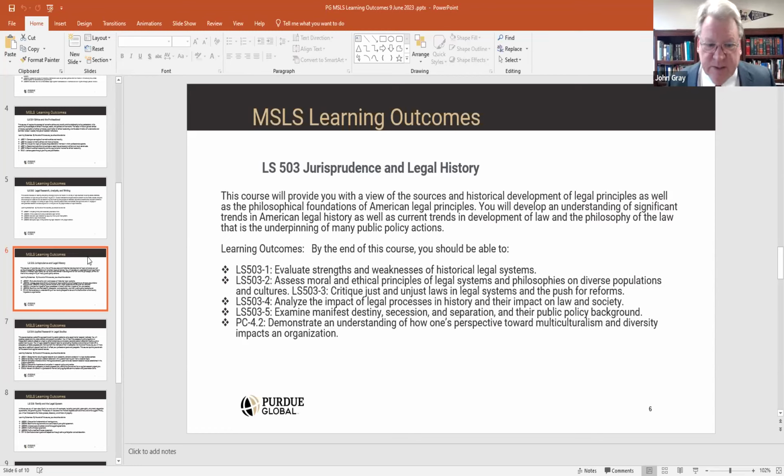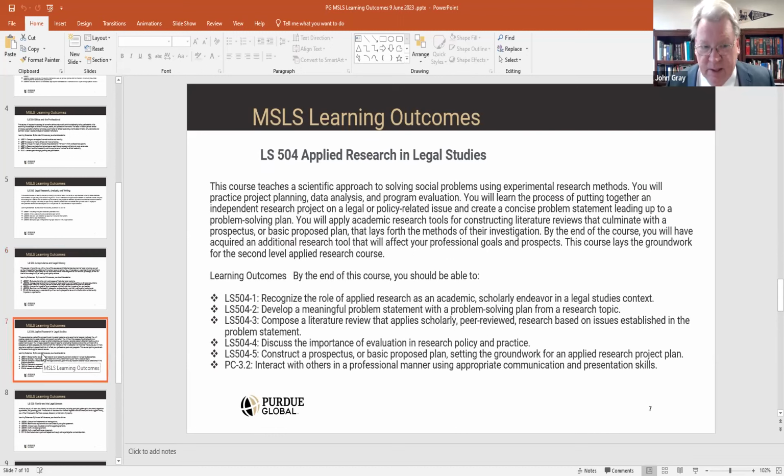You'll be able to examine the concept of manifest destiny, secession and separation, and their public policy backgrounds. Also, you'll be able to demonstrate an understanding of how one's perspective toward multiculturalism and diversity impacts an organization. This is very important, especially in contemporary society, and there's a lot of emphasis on this area. So this course gives you a historical framework for where we have been legally and where we are now, and some ideas about where we may be going.